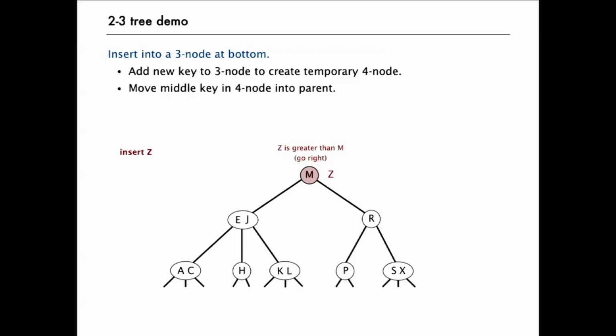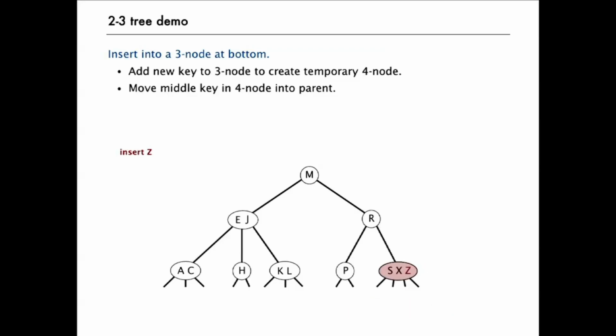If we're going to insert Z into this tree, it's greater than M, so we go to the right. It's greater than R, so we go to the right. Now it's greater than X, and that's a null link to the right of X, so the search ends there, and what we'd want to do is insert Z into that 3 node. The way we do it is first make a temporary 4 node that replaces that 3 node.